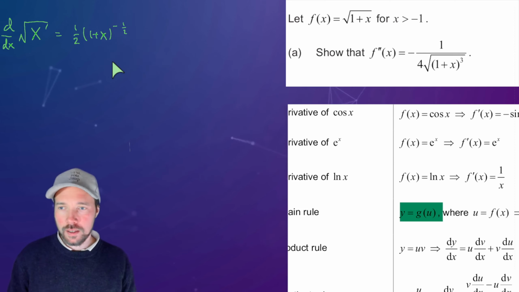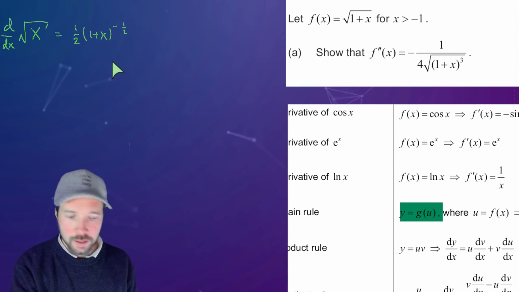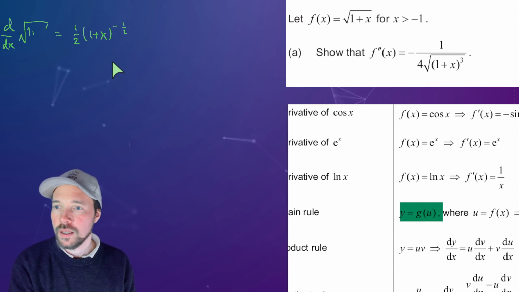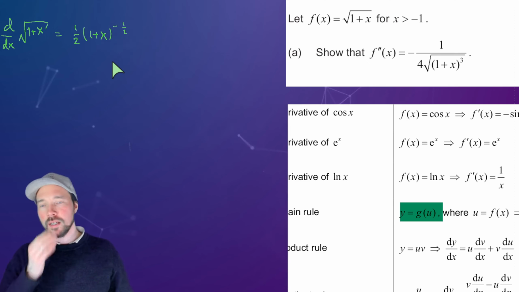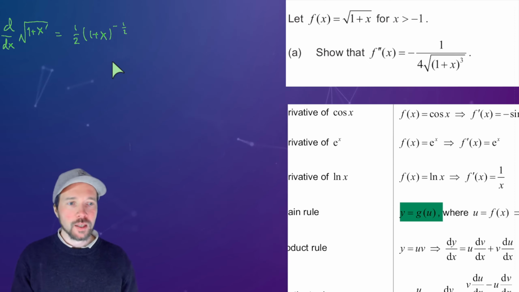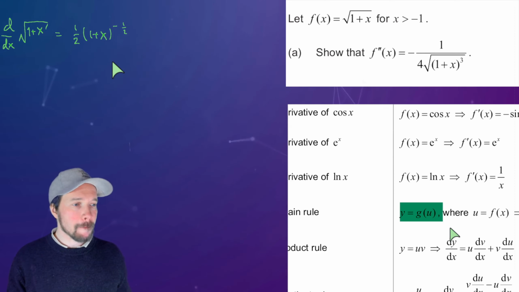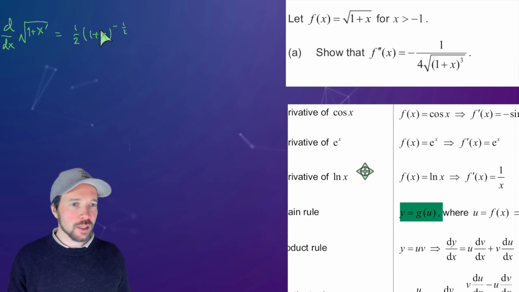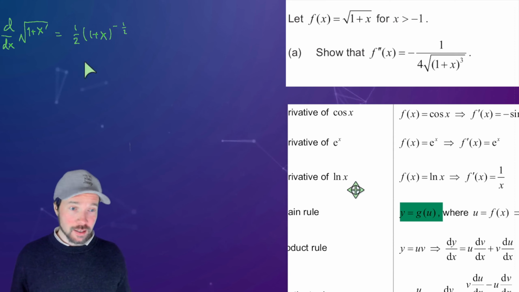Once again, let's fix this. I had the wrong thing here. So this is supposed to be 1 plus x. So the derivative of square root of 1 plus x equals this. Very good. Now, in order to take the second derivative of this, we need to take the derivative of the derivative, so the derivative of this.